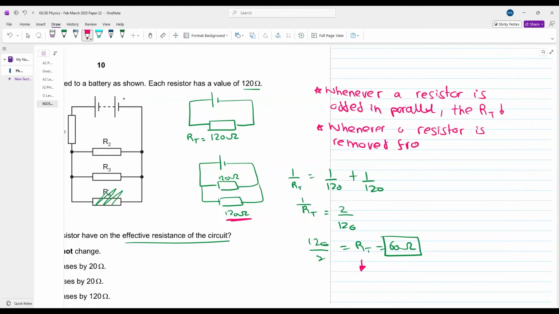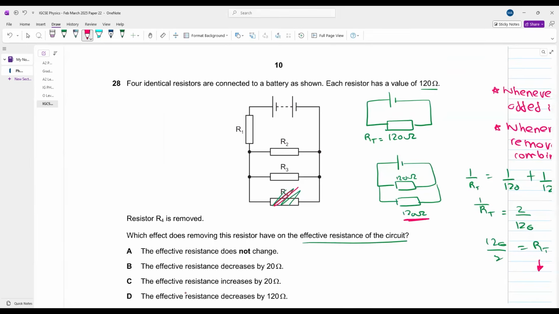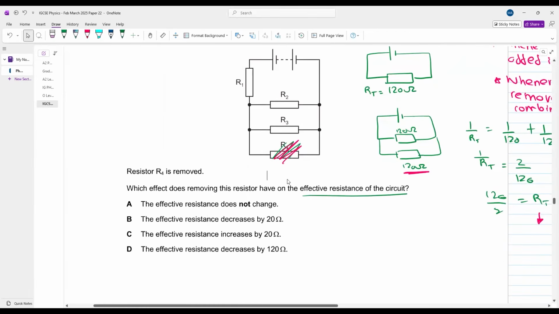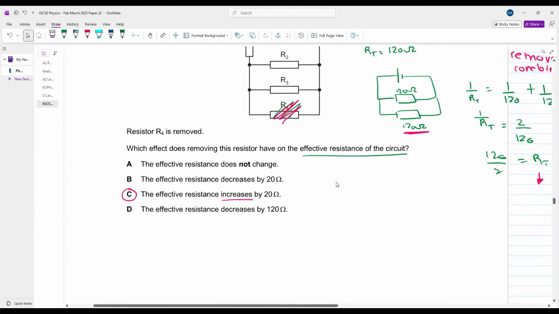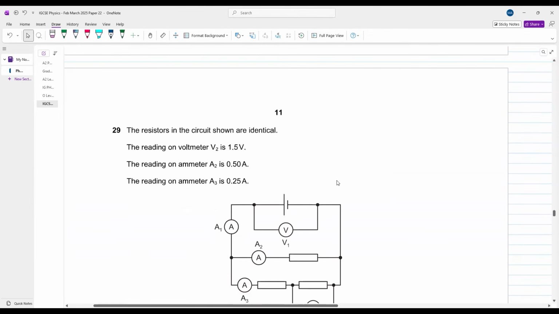from a parallel combination, total resistance will increase. Now here, can you humbly realize we are removing a resistor from the parallel combination? Your resistance should increase. There is only one such option. C is your answer. Further move ahead.